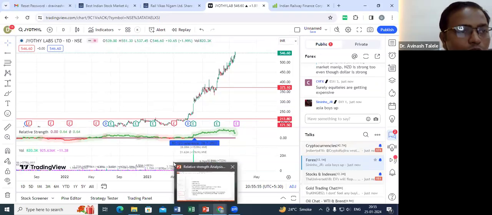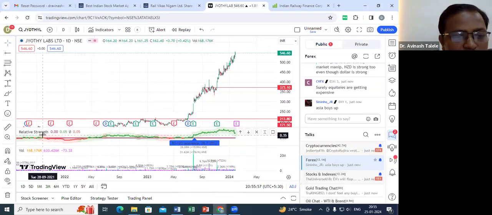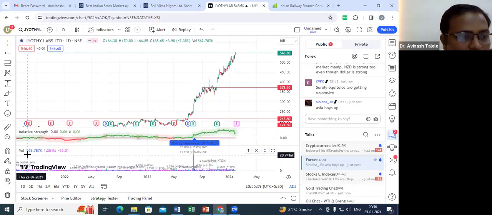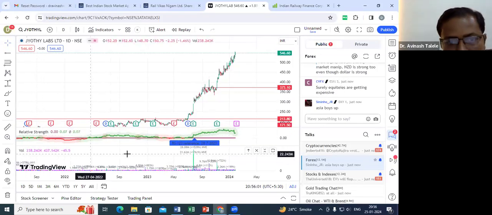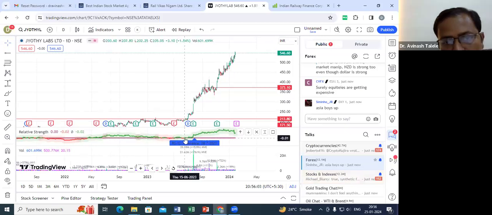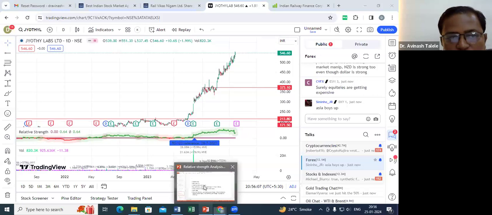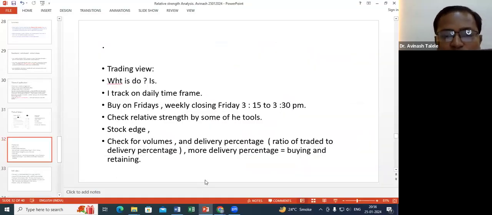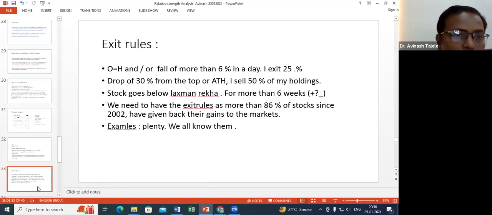Coming to the presentation. So two things I wanted to point out here: one is this relative strength and another is Traders Lion Enhanced Volume. We have to just ensure that this stock remains in strength for at least 3 months, or 3 to 6 months, before entering it, because we can also be wrong and we want to avoid errors. The exit rule that I follow is I exit when open is equal to high and/or a fall of more than 6% in a day. I exit 25%.